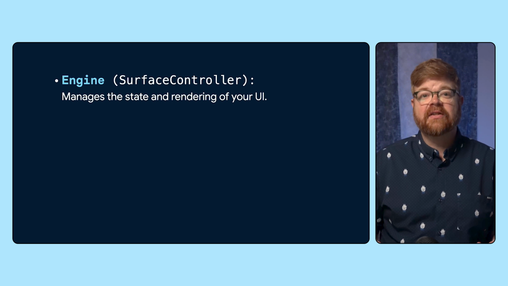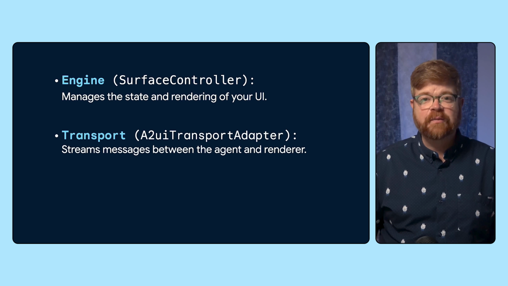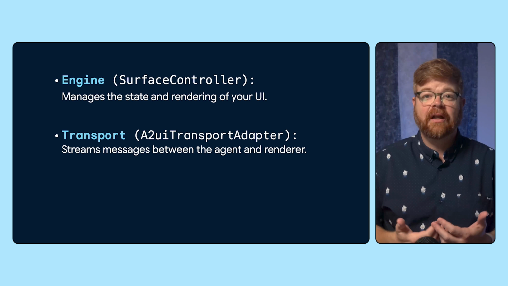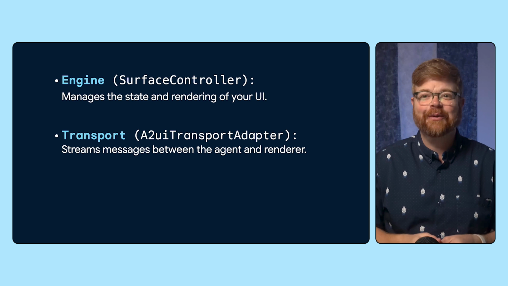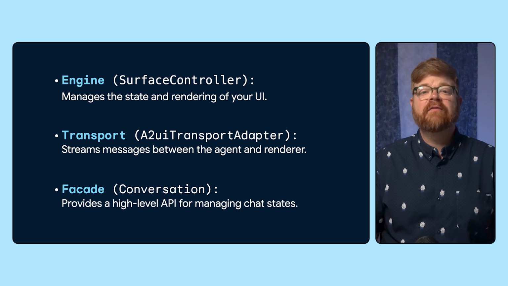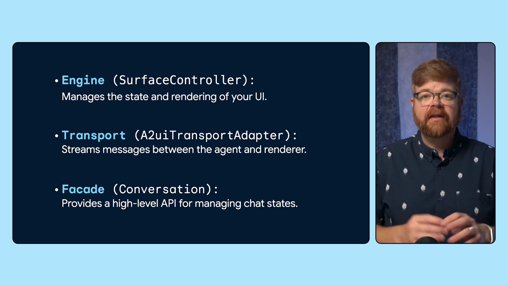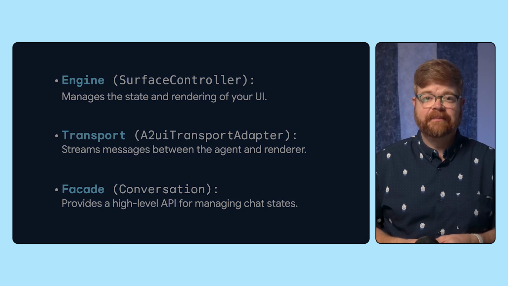An engine manages the state and rendering of the UI, transport streams messages between the agent and client, sometimes called a renderer in A2UI parlance, and finally there's a convenient facade class, conversation, that you can use to manage the interaction with the agent. This decoupling means you have control over chat history, retry logic, and error handling.